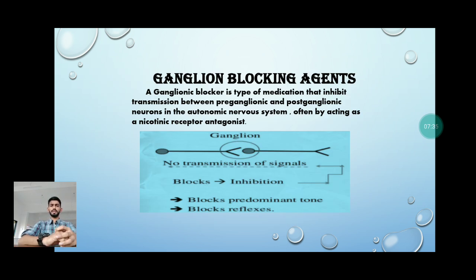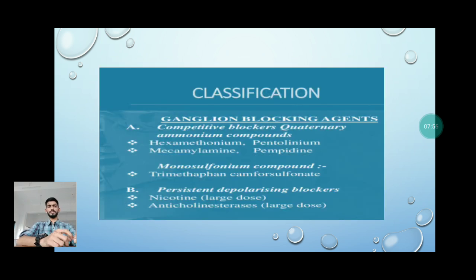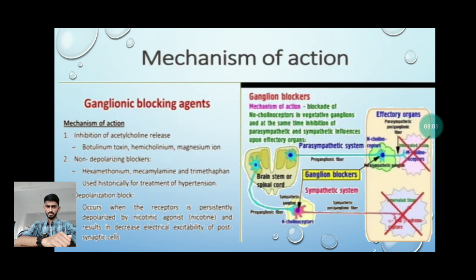What are ganglion blocking agents? Ganglion blocking agents inhibit the transmission between preganglionic and postganglionic neurons in the ANS, often by acting as a nicotinic receptor antagonist. So blocking agents inhibit the transmission of signals, which blocks reflexes and blocks predominant tone. Next, classification. What are the ganglion blocking agents? Competitive blockers, as we saw earlier, monosulfonium compounds, and persistent depolarizing blockers.